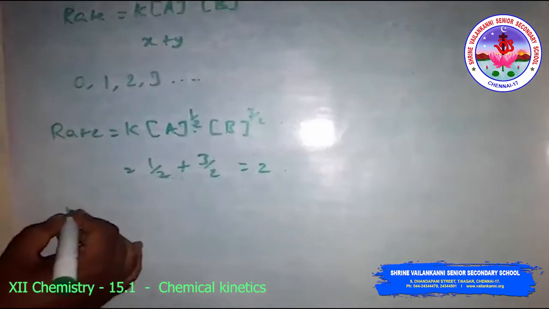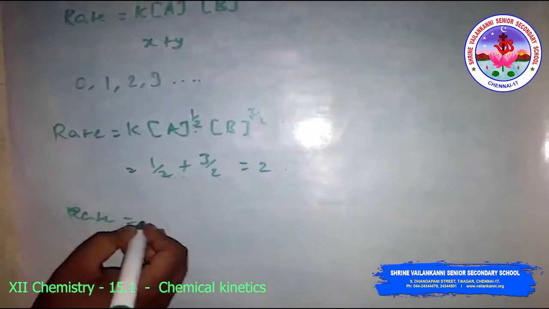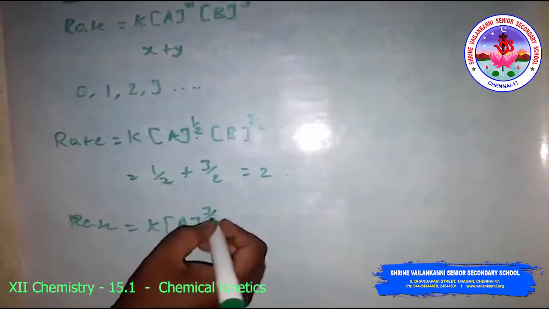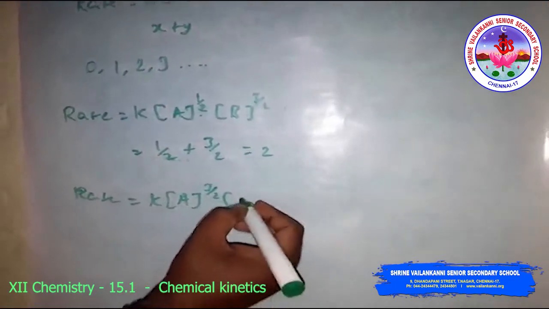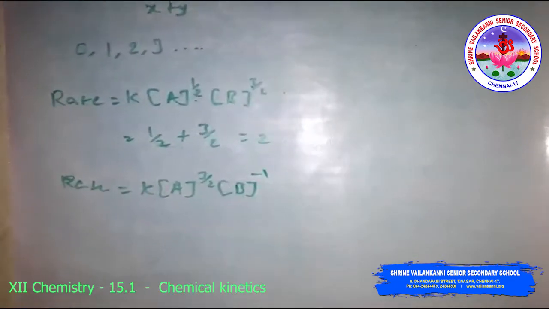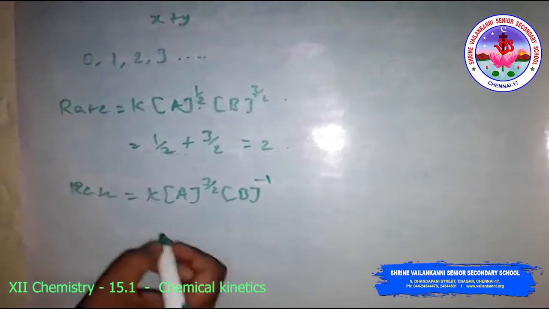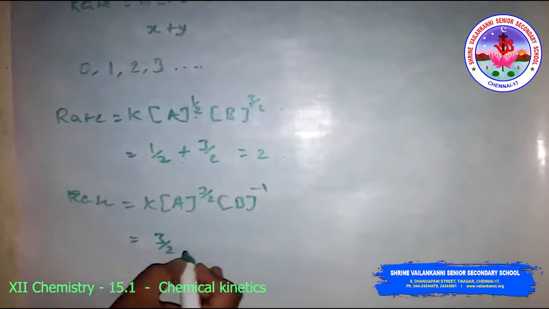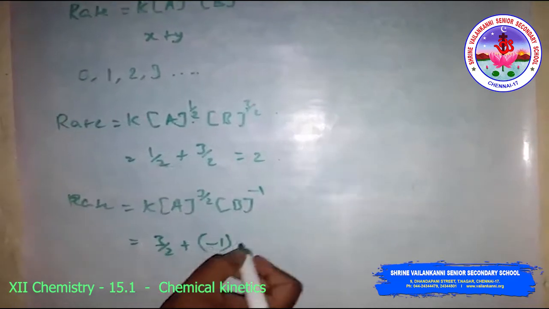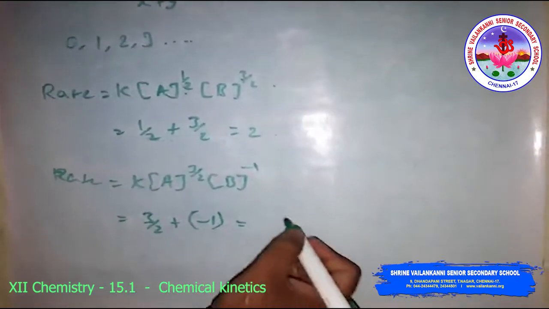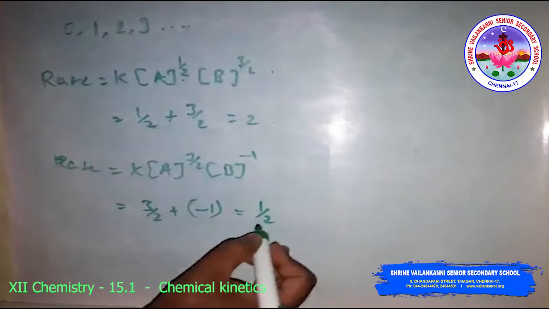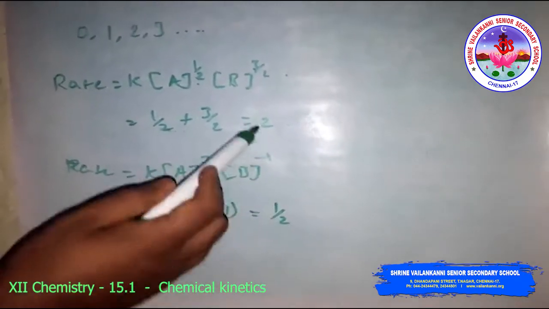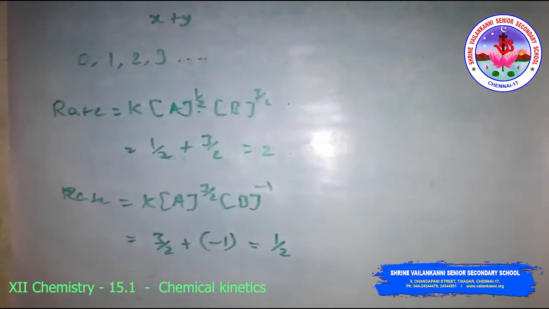Similarly, rate is equal to K into concentration of A power 3 by 2 into concentration of B power minus 1. Here again we sum the powers of the concentrations: 3 by 2 plus minus 1, so it becomes 1 by 2. So this is a fractional order. The order of the reaction is half order.